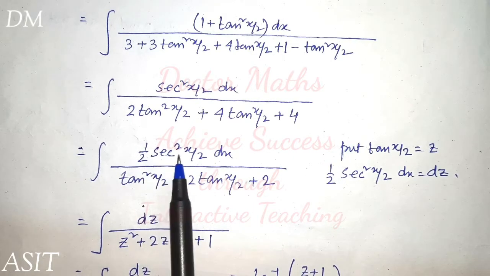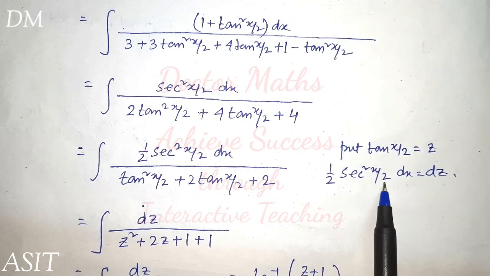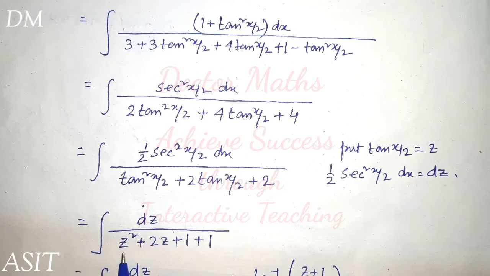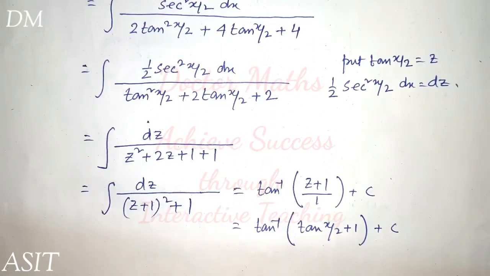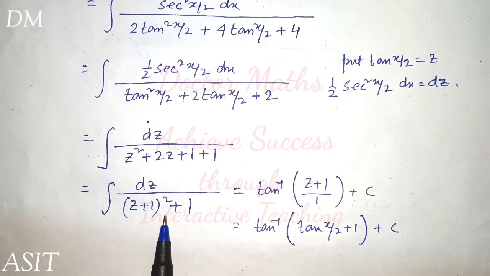So 1 by 2 secant square x by 2 dx. Now 1 by 2 secant square x by 2 dx will become dz, and tan x by 2 will become z. So it will be z square plus 2z plus 2. Now I have written this 2 as 1 plus 1, because we know there is a formula that z square plus 2z plus 1 is z plus 1 whole square. So in the next step I am going to make this as z plus 1 whole square plus 1.